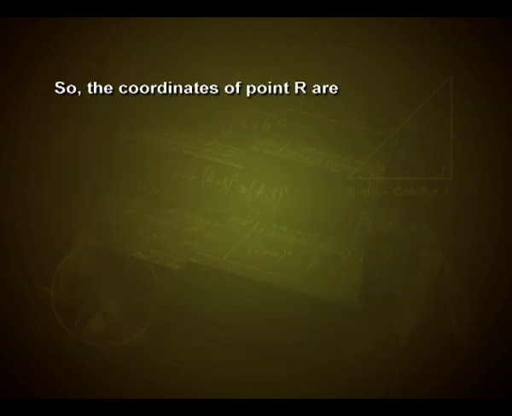So, the coordinates of point R are (14 upon 5, 3 upon 5, 16 upon 5). Now, let us look into the division externally.